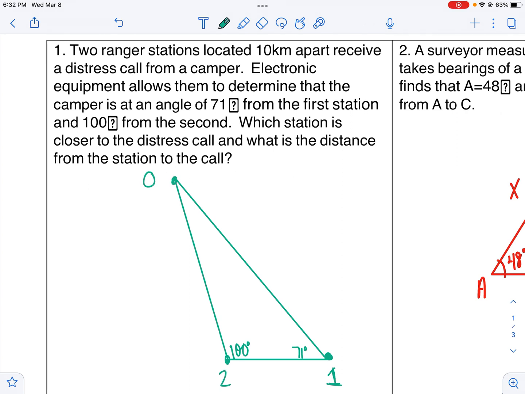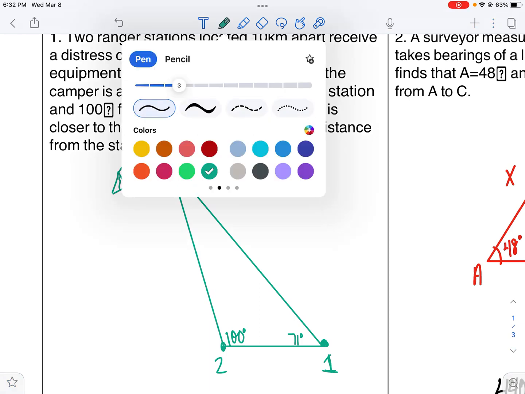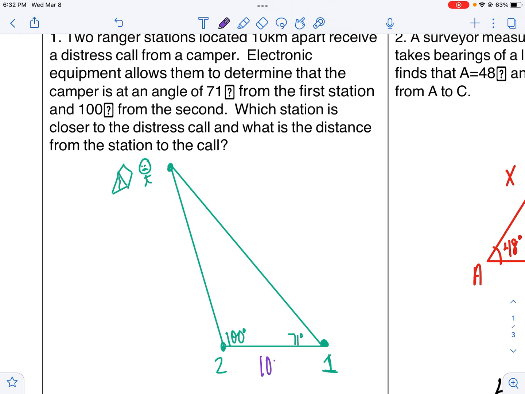So here's my camper. Not having a good time. It's got a tent. Alright, so there's my camper. They have a tent and I've got my degree measures drawn in. I want to know which station is closer to the distress call. These are 10 kilometers apart. So what you have here is an angle side angle.